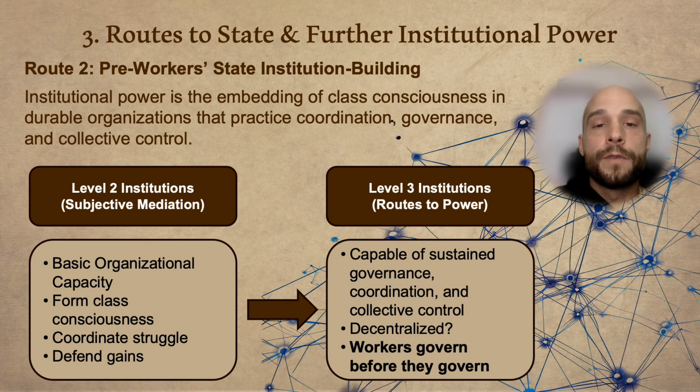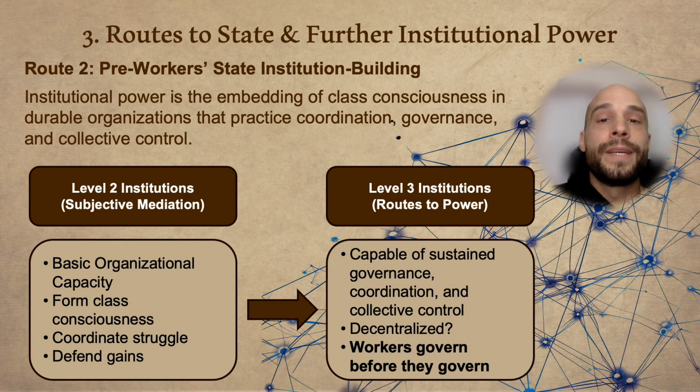Additional institutions further extend this transformation. Credit unions and public-oriented financial institutions redirect savings towards social needs rather than private accumulation. Mutual aid networks organize care and survival outside the market, reducing dependence on commodified services. Social movements and political parties translate local struggles into society-wide priorities. Housing cooperatives and public service collectives bring democratic control into everyday life and social reproduction.